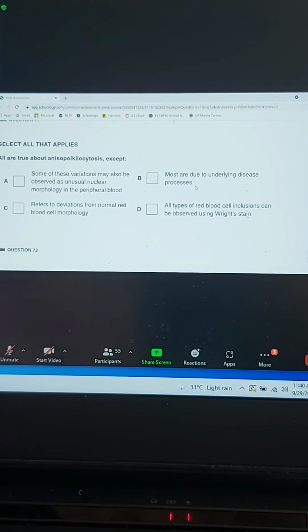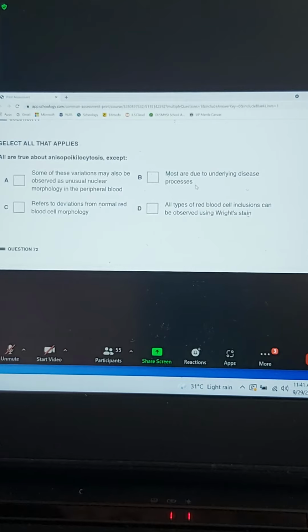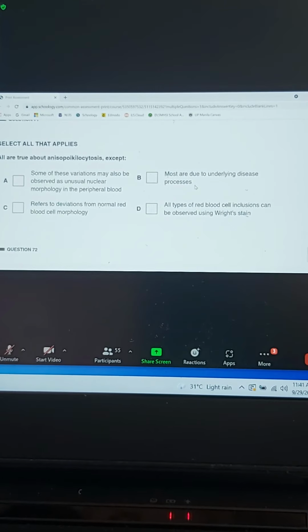Kasi anucleated po ang RBC. Okay, kasi wala namang nucleus ang red blood cells. The anisocytosis, poikilocytosis, we're only talking about red blood cells. So definitely you won't see unusual nuclear morphology because to begin with, your red blood cells are anucleated. So letter A and D.